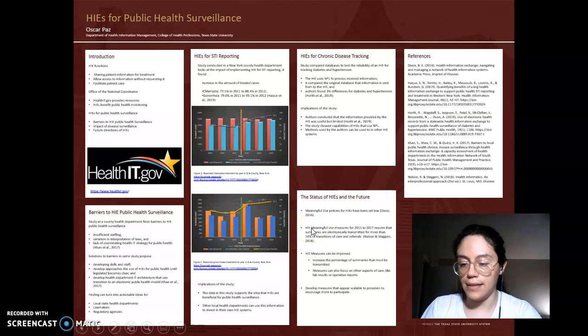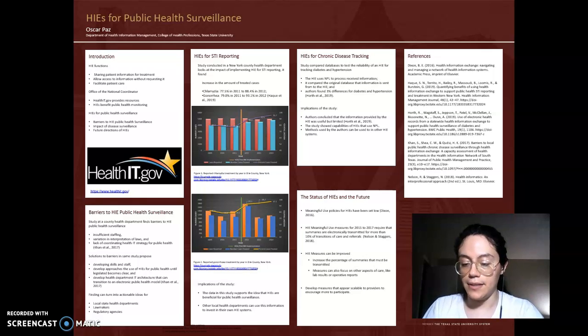Finally, we'll look at the status of HIEs and their future. In recent years, the expectations for HIEs have been set low, and the meaningful use measures from 2015 to 2017 required that summaries are electronically transmitted for more than 10% of transitions of care and referrals. HIE measures can be improved upon in the future.